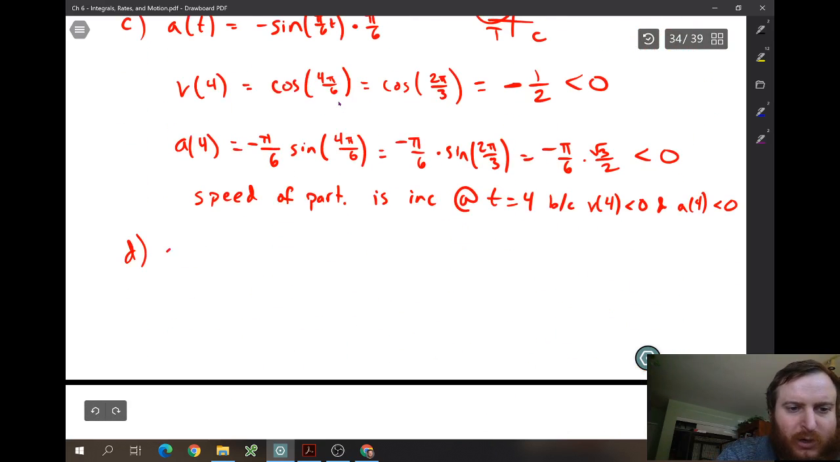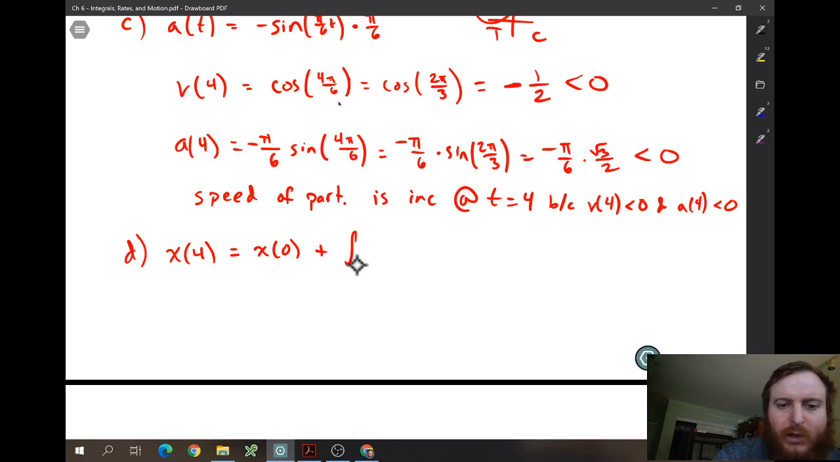So to get our position, that's going to be x of 4 is equal to x of 0, because they gave us 0 in the stem of the question. They gave us the position at time 0 was negative 2, plus the integral from 0 to 4 of cosine of pi over 6t dt.